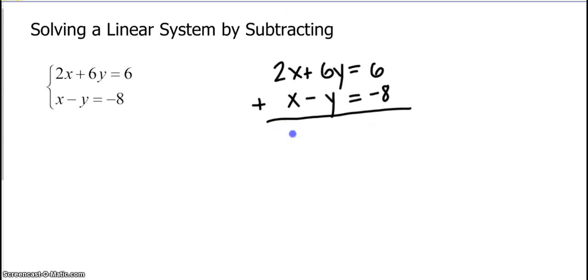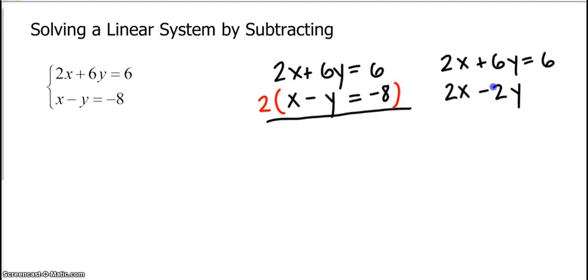So what we need to have is values in which the coefficients are the same, so that a variable can be eliminated. So what I'm going to do is multiply this second equation by 2 using the multiplication property of equality, back from Unit 1. And I have 2x plus 6y equals 6 as the first equation. The second equation becomes 2x minus 2y equals negative 8.